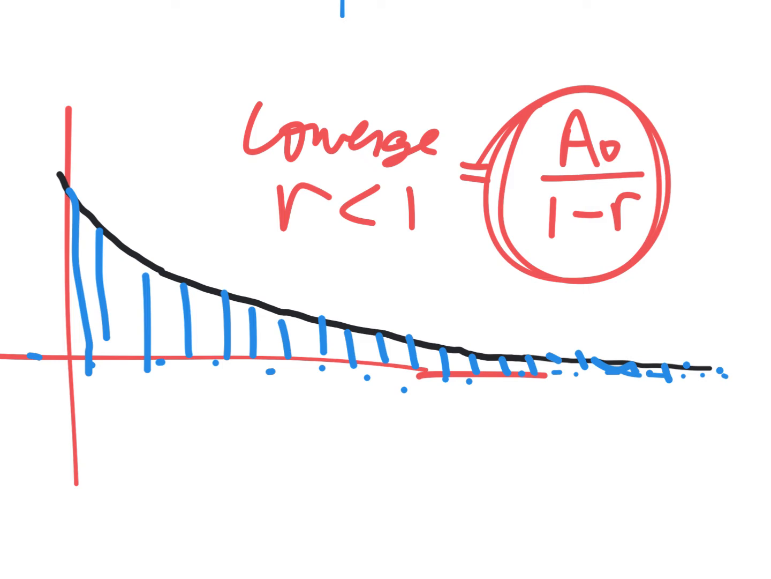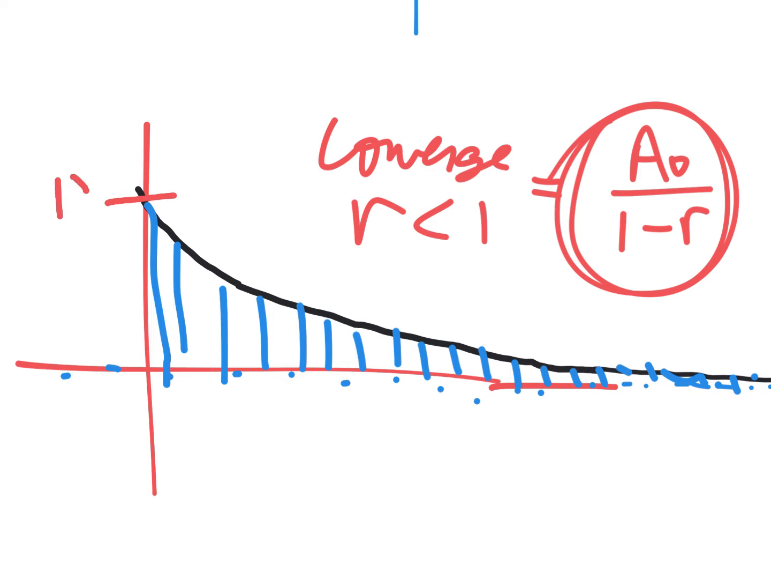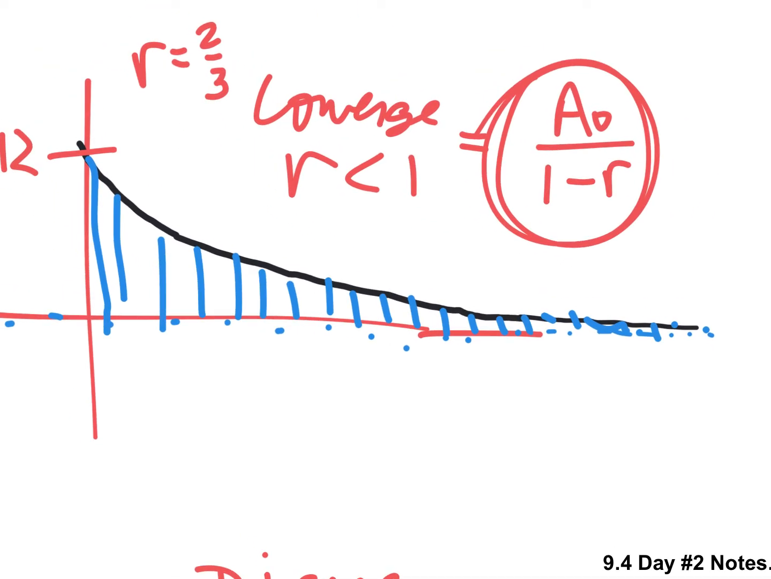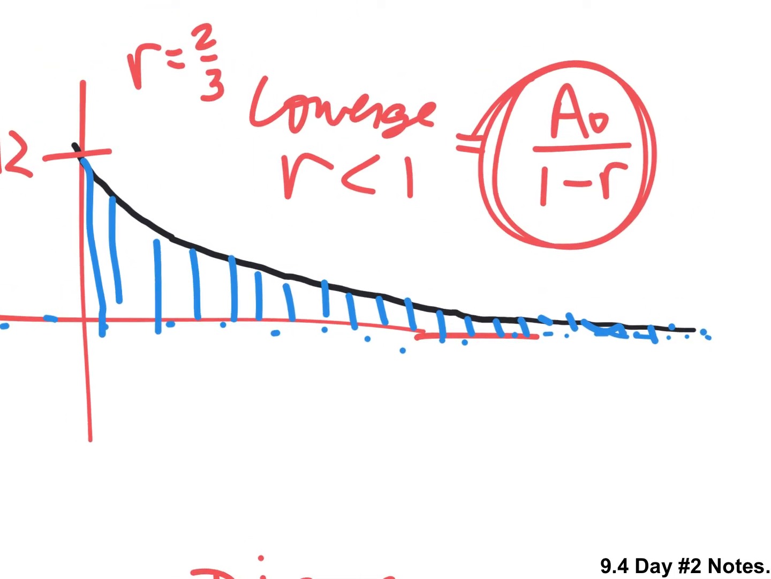Okay, so let's do this for, like I said, it started with 12. And let's say that it cuts it down by 2/3. Its R is 2/3. Can you please tell me what the grand total would add up to then? And it's weird that it goes on forever and yet it adds up to a finite thing.